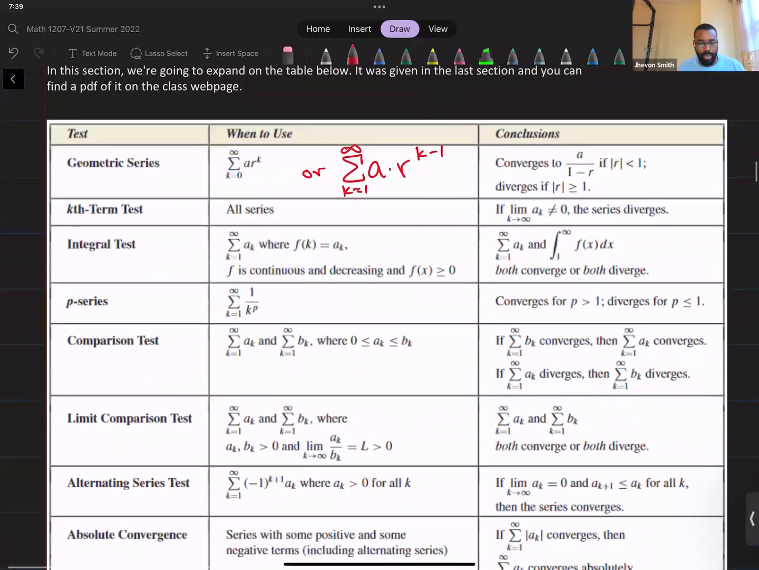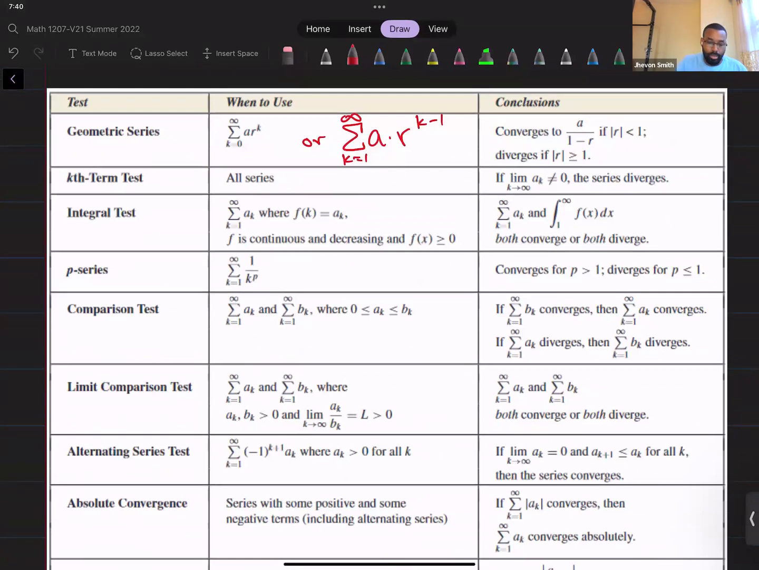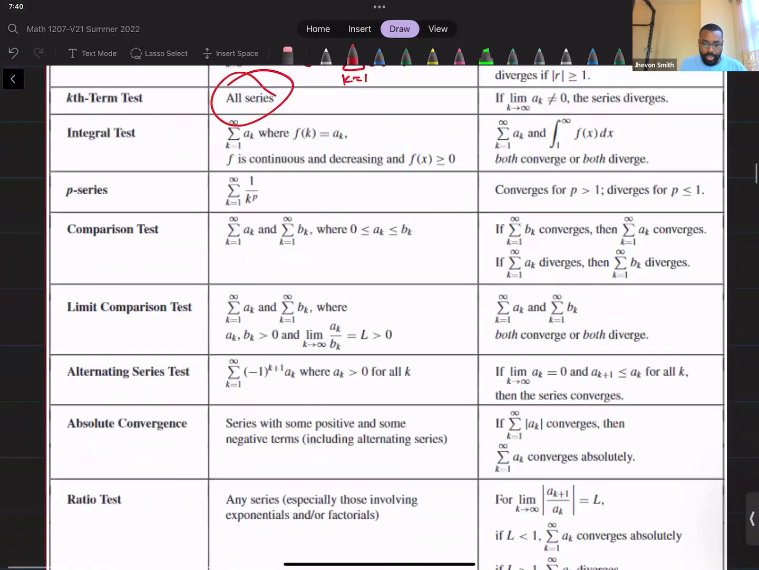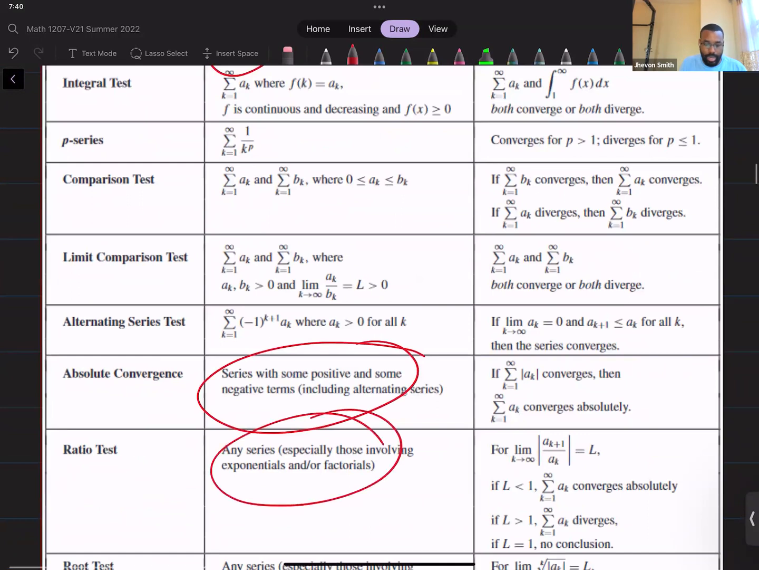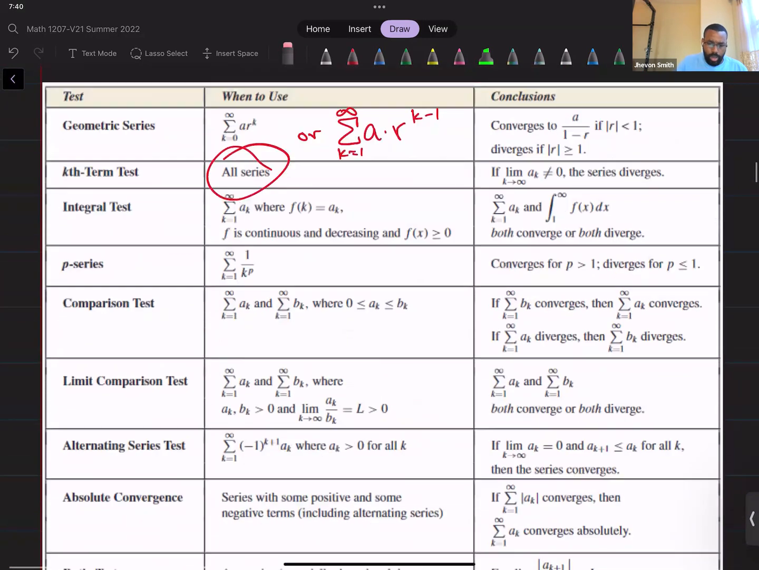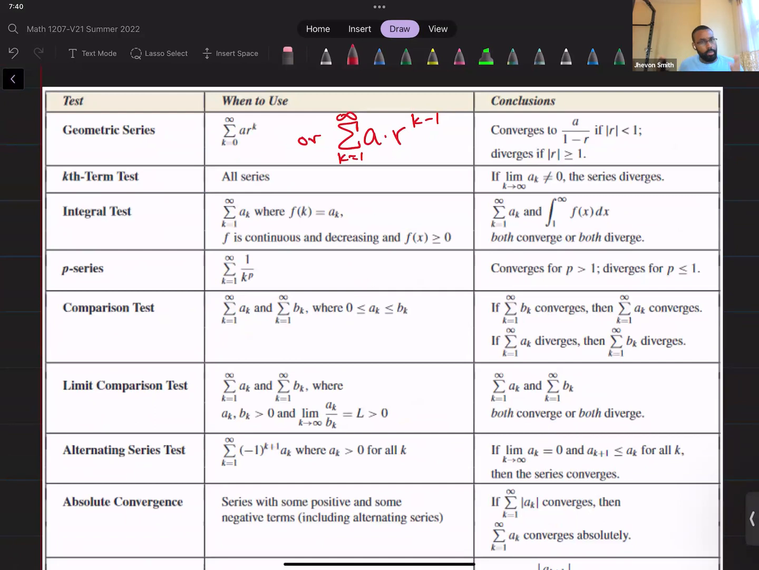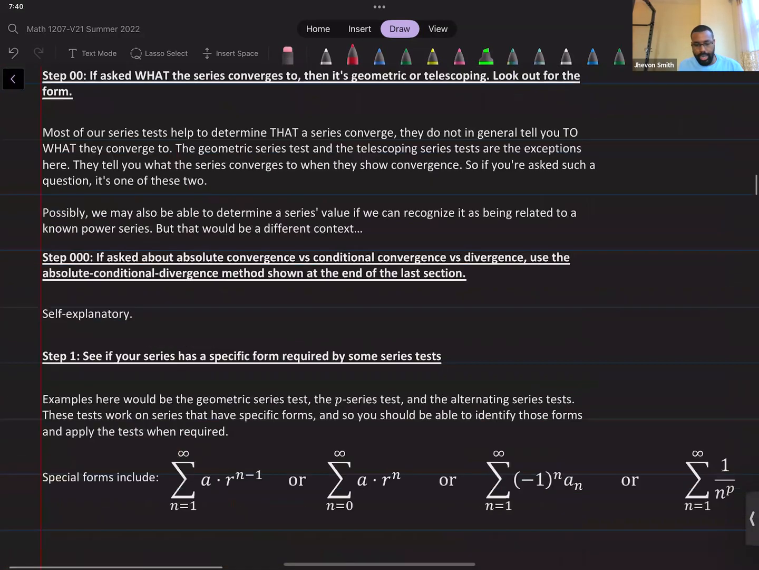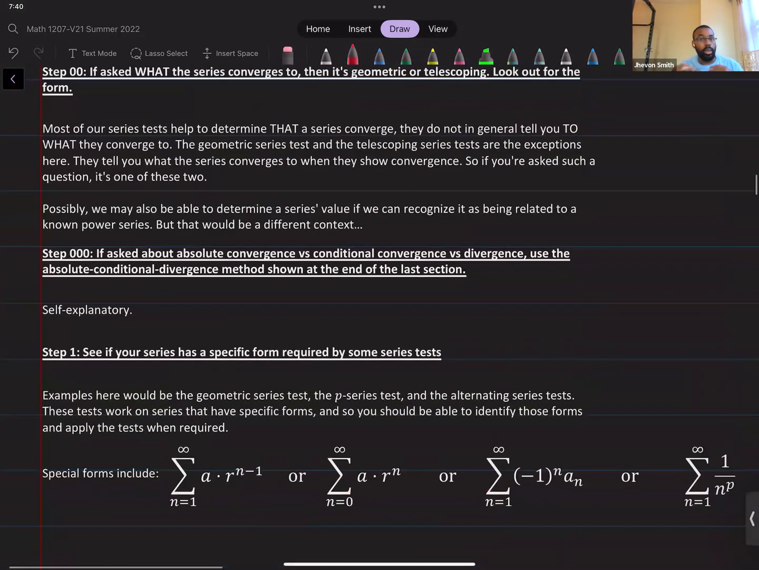So you'll notice that the kth term test works on any series. This works on any series in theory, but there are some where it makes it a little bit more likely than others. But some tests have a very special form. So the next thing you're going to look for is, are one of those forms present, right? Based on that, you will know what to look for.